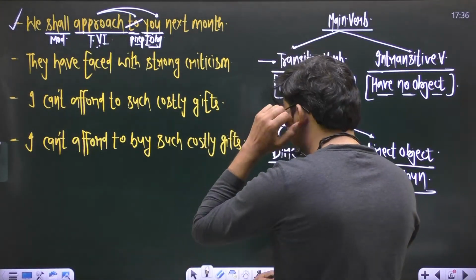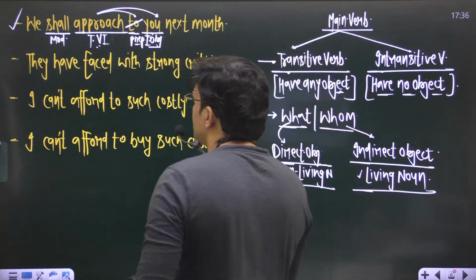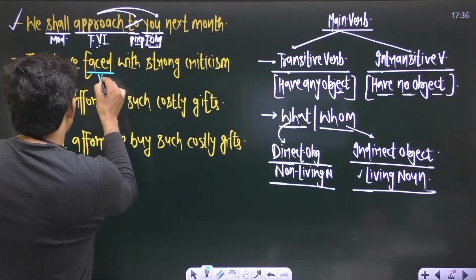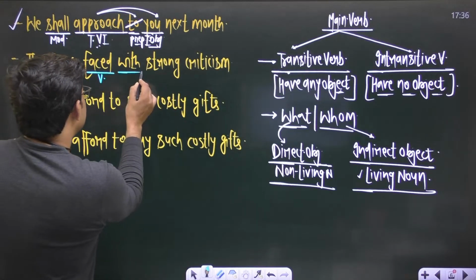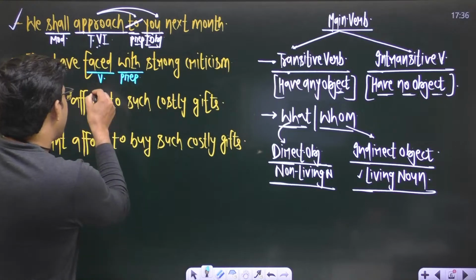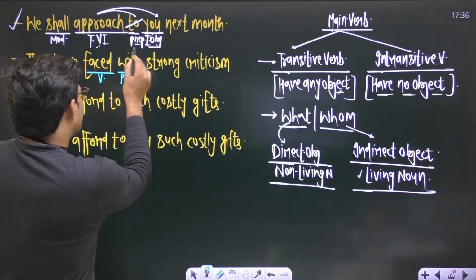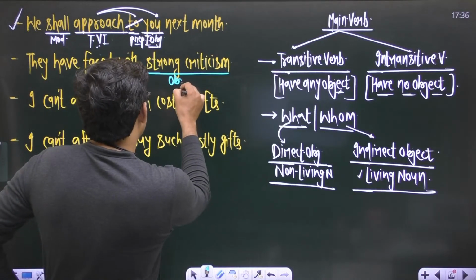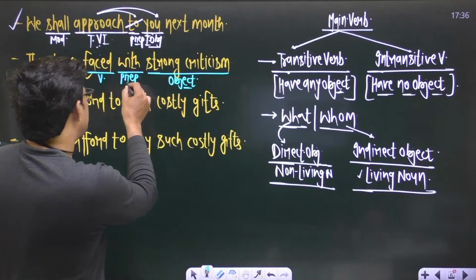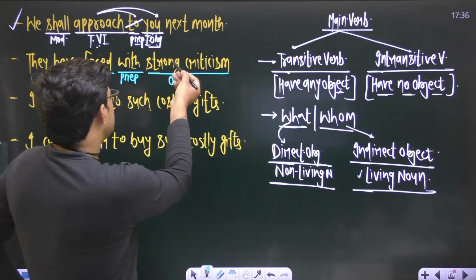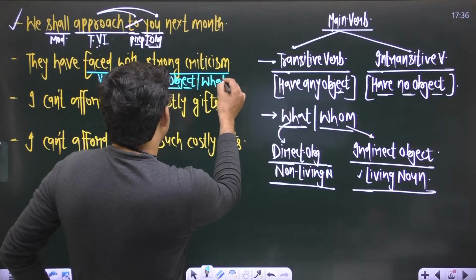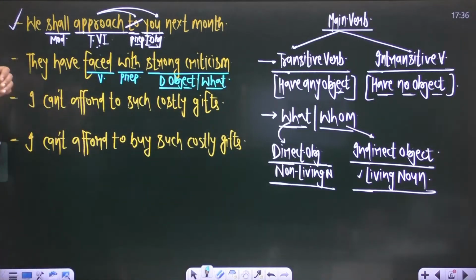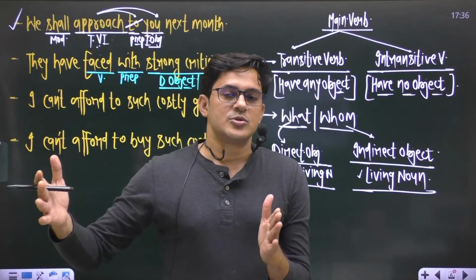In the second sentence, the sentence is, they have faced with strong criticism. This word faced is a verb. This verb can be transitive or intransitive. If this verb is intransitive, it can be followed by a preposition. And if this verb is transitive, it is followed by the object strong criticism, right? So you have to find out whether the verb is transitive or intransitive. This word strong criticism can be a direct object. It can be the reply of what? If you put the question, what have they faced? The reply will be, they have faced strong criticism.